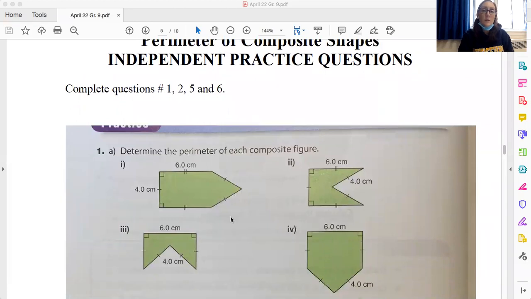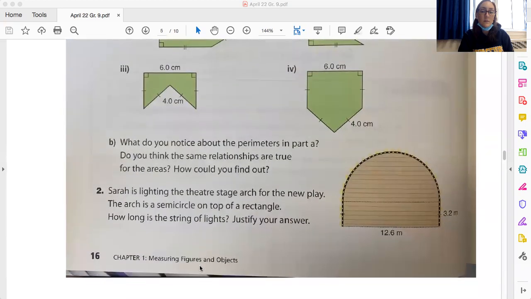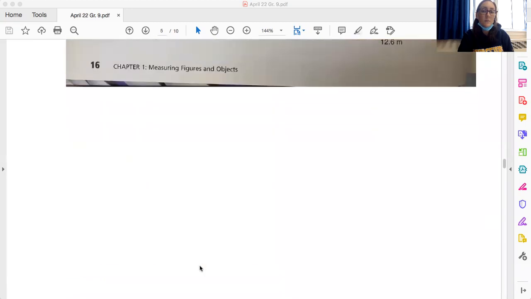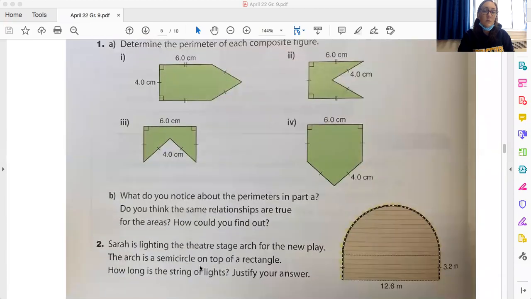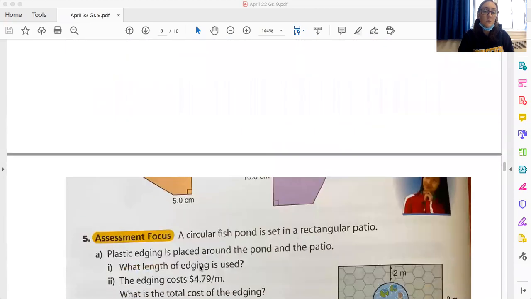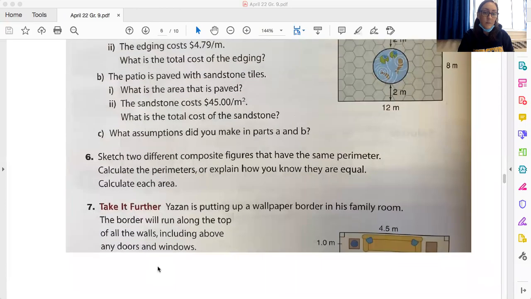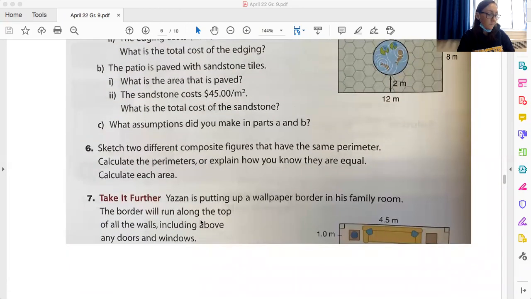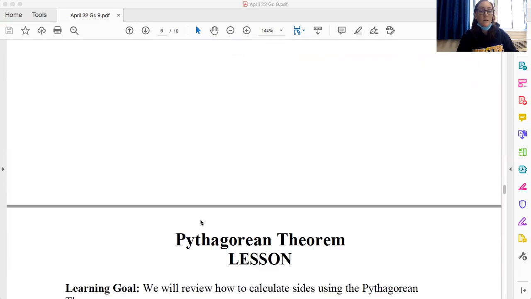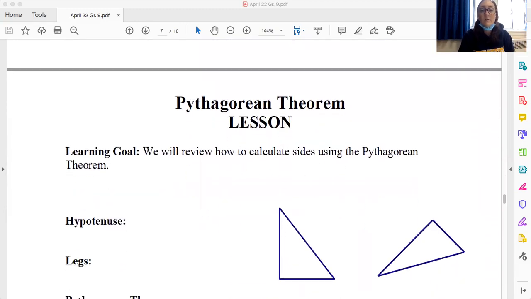So these are composite shapes. Make sure if you're asked to find the area that you cut them up in different pieces. So you're doing 1, 2, so those 2 there, 5, and 6. Okay, so don't do this bottom one. And then we've got our Pythagorean, which I'm going to come back to in the next video.